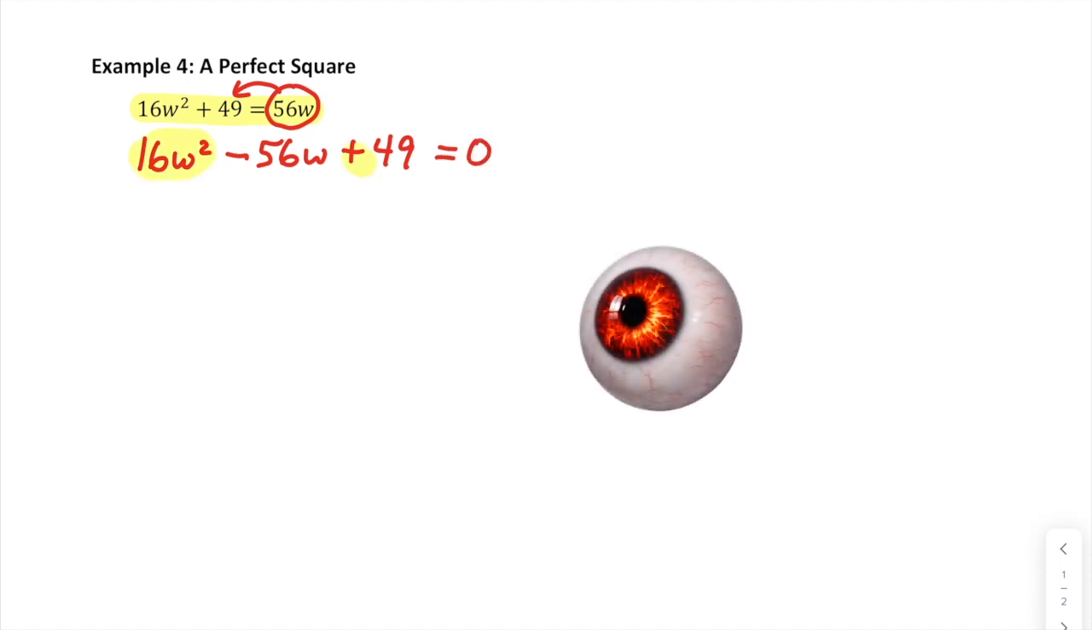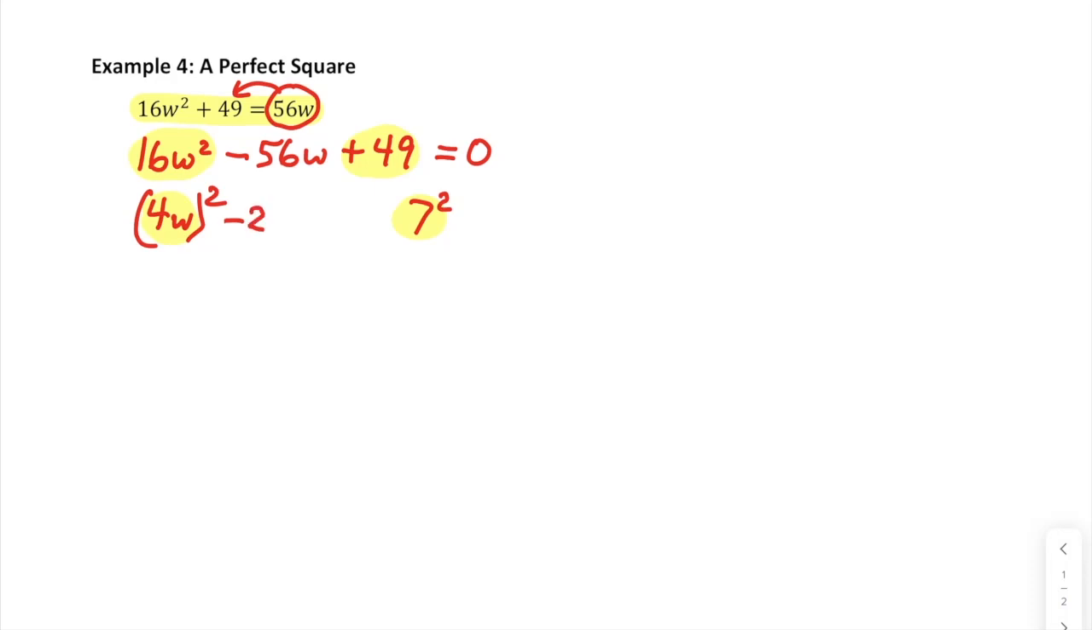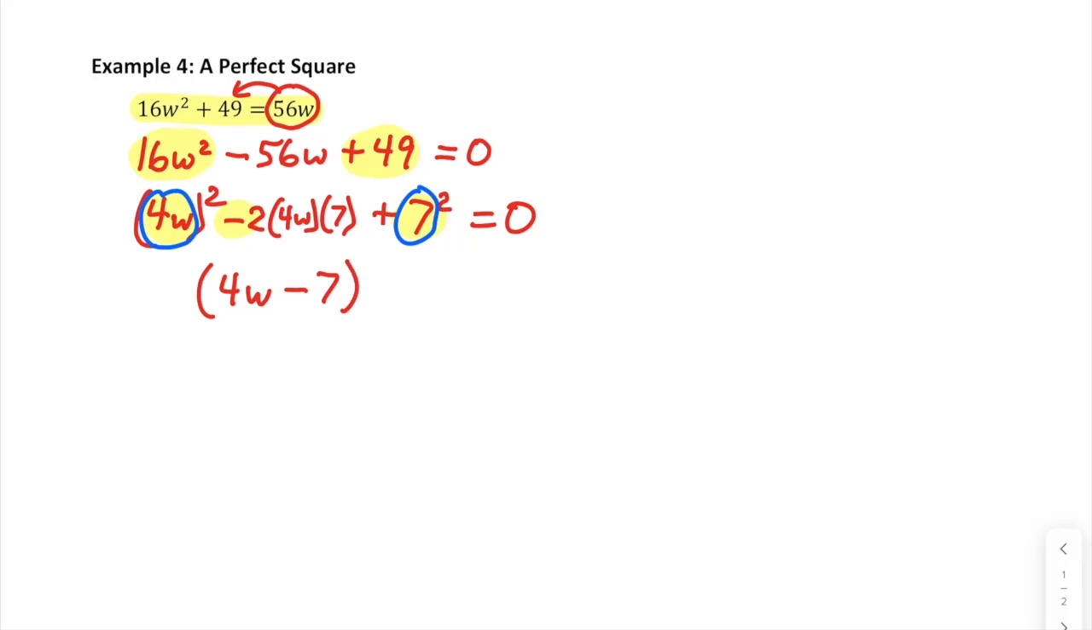Now notice that the first term and the last term are both squares, and the middle term is double the product of the two things that are being squared here, with a minus in front of it. That makes this whole thing a perfect square, specifically the square of the difference between these two things. If there had been a plus in front of the middle term, we would have gotten the square of the sum of those two things. So we end up with 4w minus 7 in parentheses squared equals 0. Since there's only a single factor with a multiplicity of 2, we'll only have one solution, which we get by setting 4w minus 7 equal to 0. And our final answer is w equals 7 over 4.